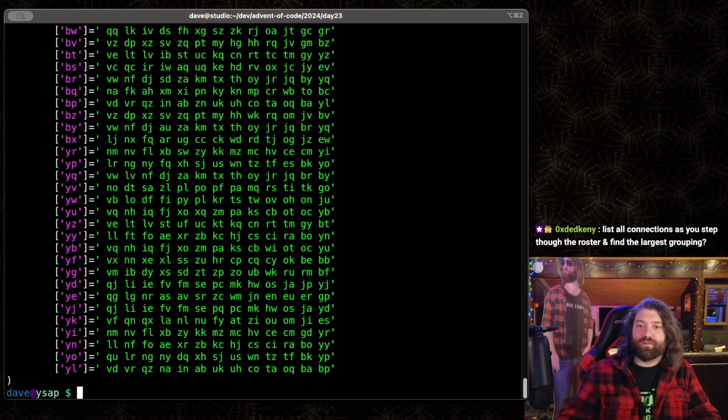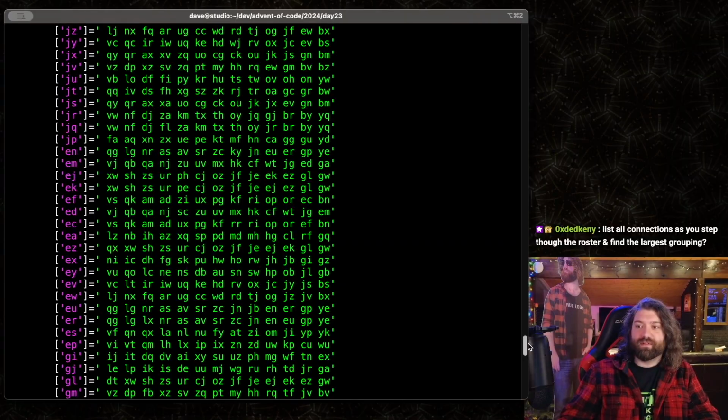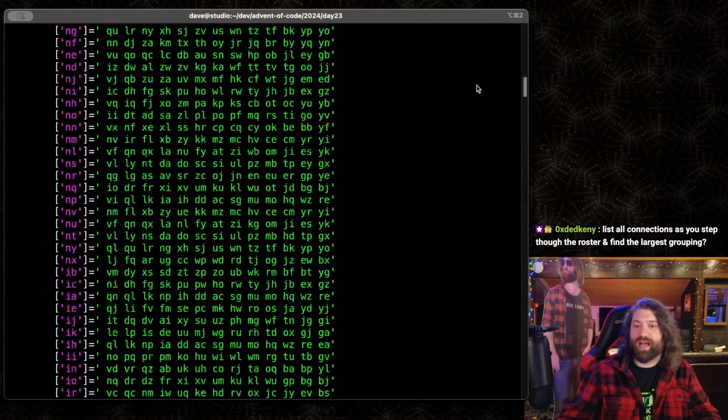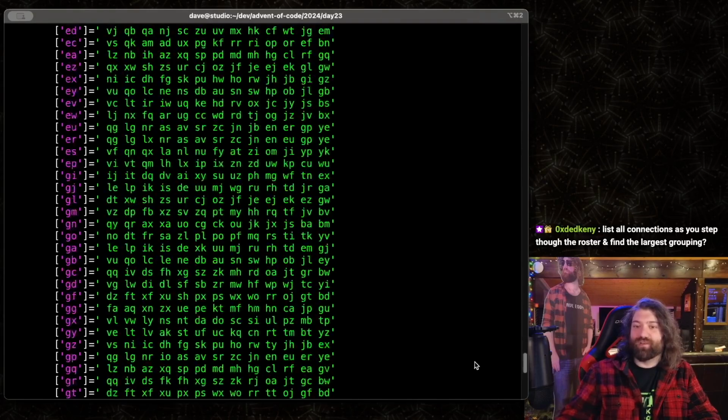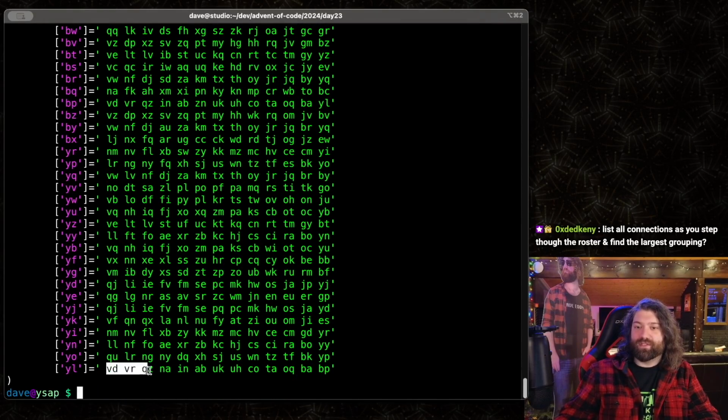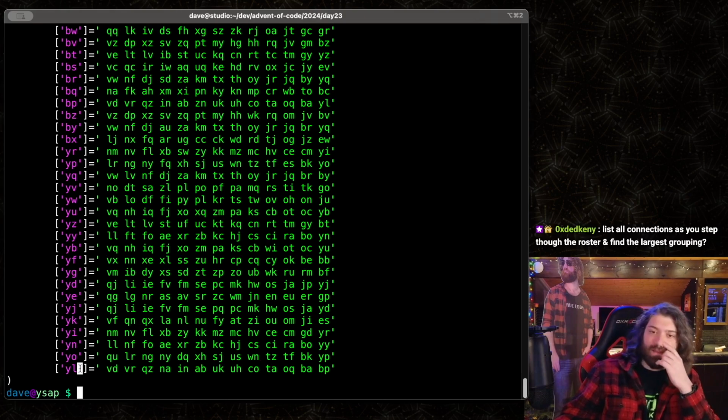But when we're dealing with the real data, there's just a lot. 1, 2, 3, 4, 5, 6, 7, 8, 9, 10, 11, 12, 13. Okay, so this one has 13 connections. That's wild. We need a good way of visualizing this in a way that makes sense.